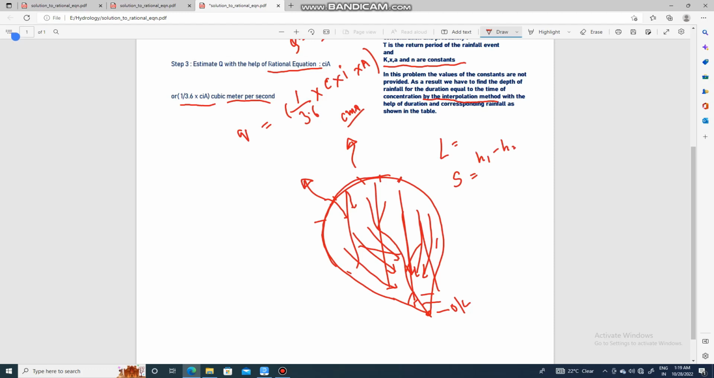h1 minus h2. This is the maximum height, this is the minimum height within this watershed area, divided by the distance between h1 and h2. That means the highest point and the lowest point within the watershed boundary, the distance between them is L. This h1 is the highest point, this h2 is the lowest point in the watershed. Now you have to subtract them and divide by the distance between these two heights. This will be your slope.